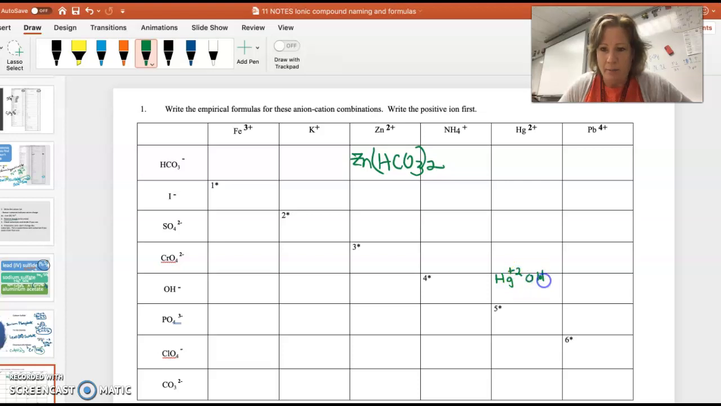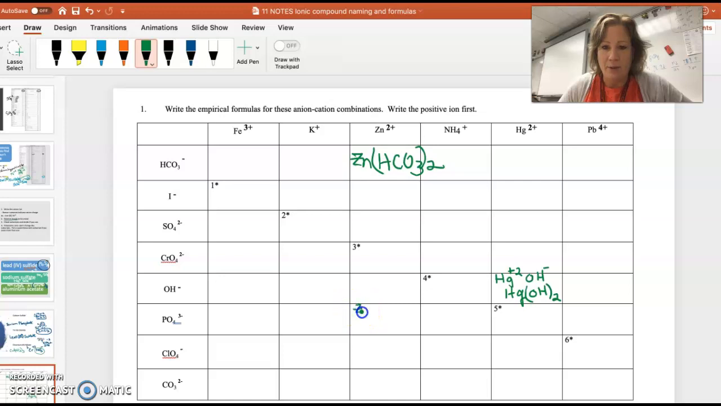So the mercury +2 with the hydroxide ion are going to be balanced charge when I have 2 of the hydroxides. So you want to put parentheses around that. Here's another example right here.